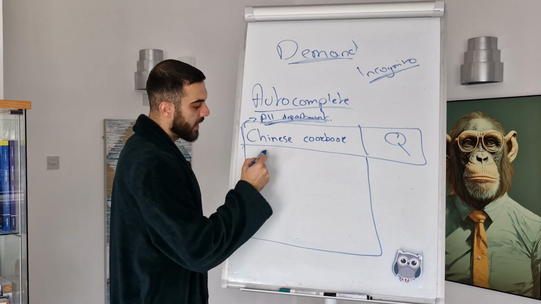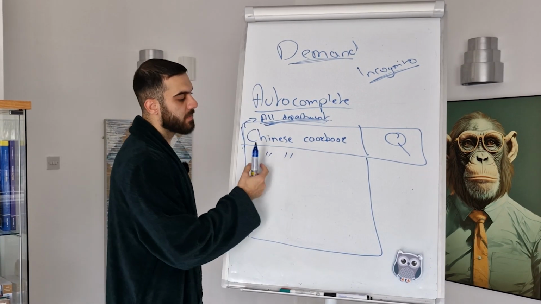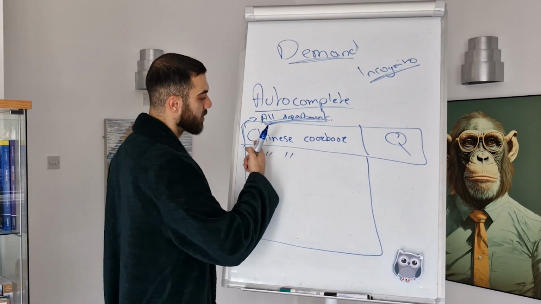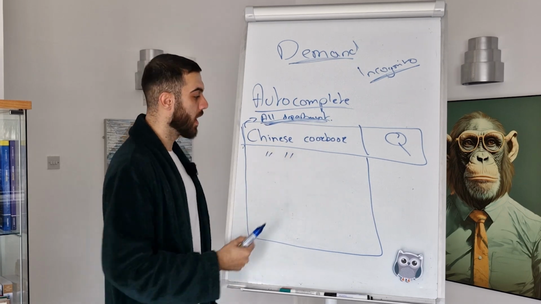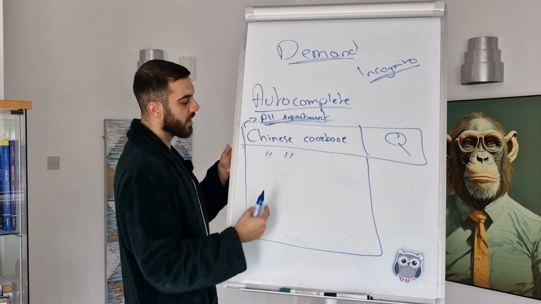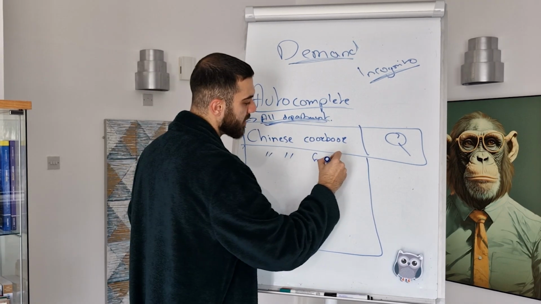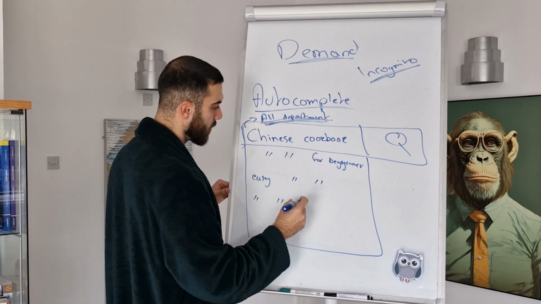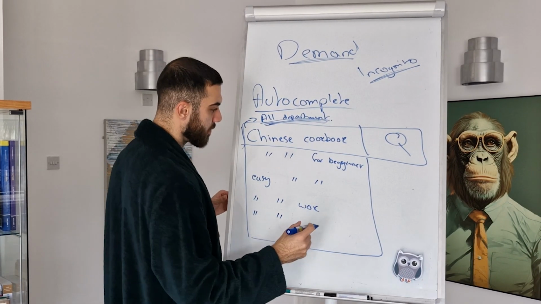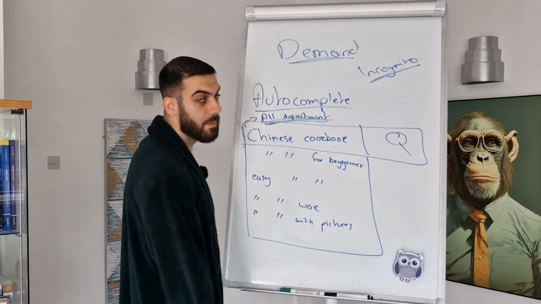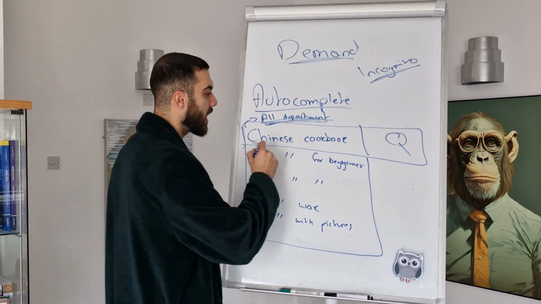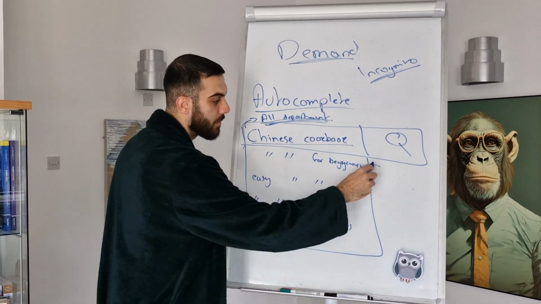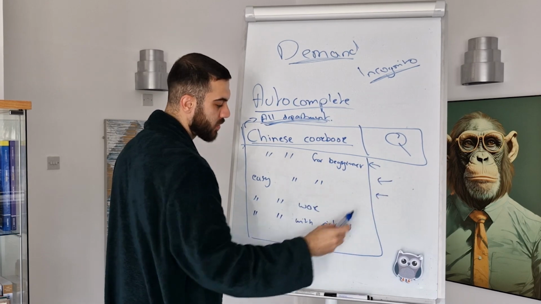If I draw these two lines right here, this means Chinese cookbook. It's just for me not to repeat and keep writing Chinese cookbook. But one of the autocomplete can be Chinese cookbook for beginners. It can be easy Chinese cookbook. It can be Chinese cookbook what? It can be Chinese cookbook with pictures. It can be a bunch of things. Now, if I type in Chinese cookbook, a bunch of keywords show up in the autocomplete.